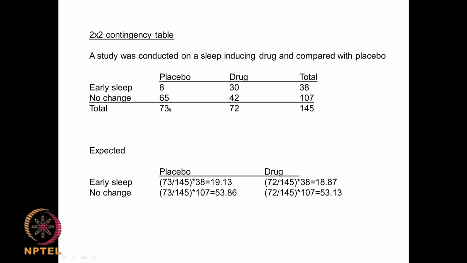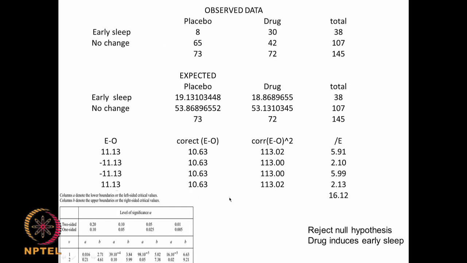For here what do you do? 73 divided by 145 into 107. 73 divided by 145 is the fraction of the 145 people who took placebo, and 107 is the set of people who said no change. So, the expected should be 73 by 145 into 107, and for this 72 by 145 into 107. So, that comes to 53.15. So, we have 4 observed and we calculated 4 expected. Okay. This is a 2 by 2 contingency table.